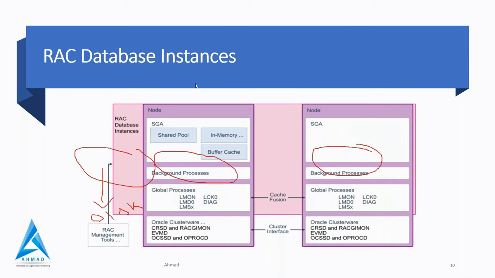Okay. Now come to this RAC database inside, deeper actually. So here, if you see, there is an SGA in node 1, there is an SGA in node 2. As I said, however many instances you are adding, they have a separate SGA, separate background processes, and global processes, which are basically used for RAC: LMON, LMD, LMS, LCK0, DIAG. So these processes do the work for the RAC cache fusion mechanism.